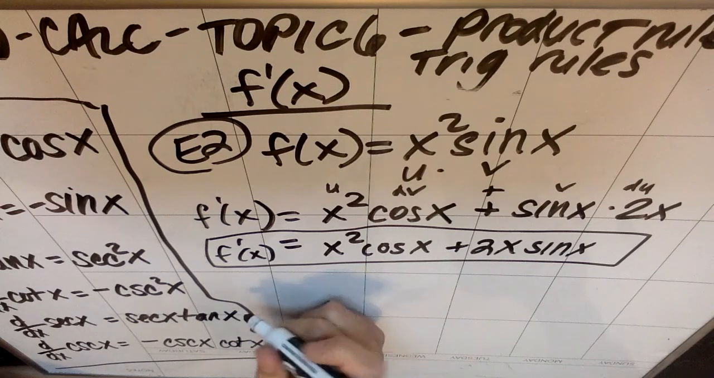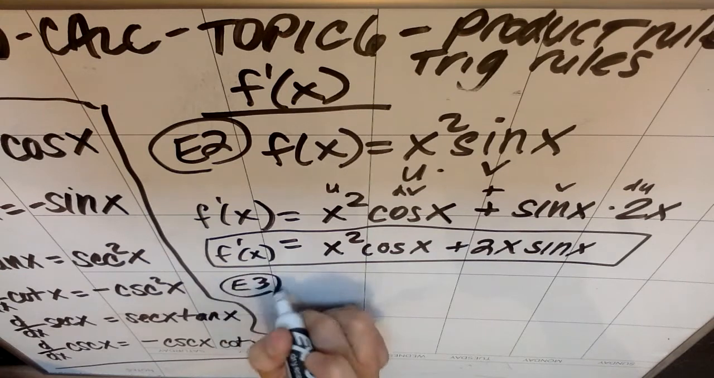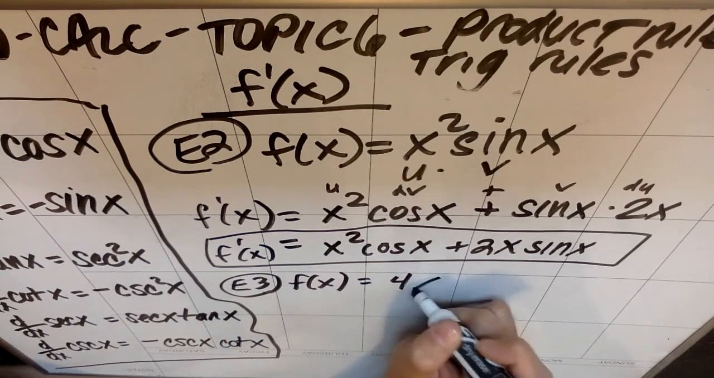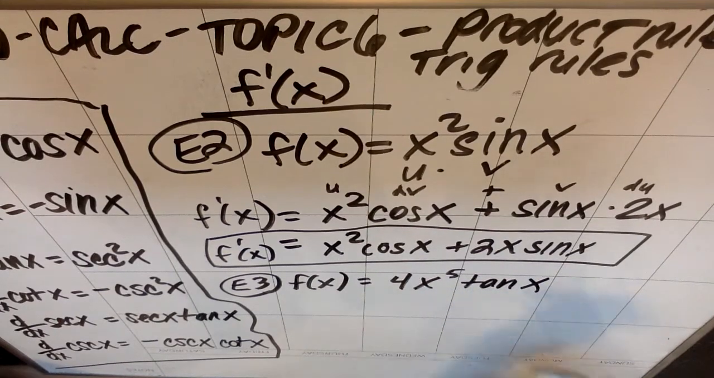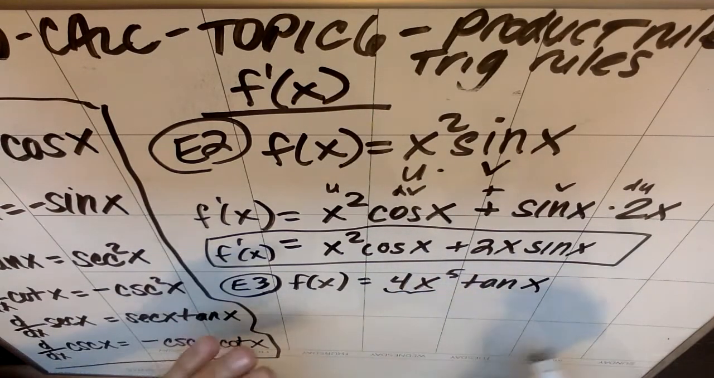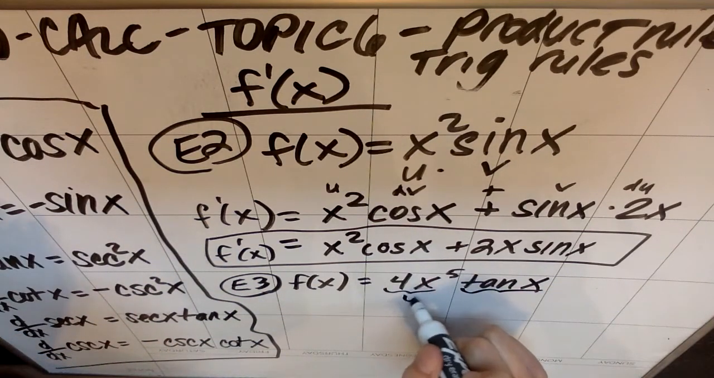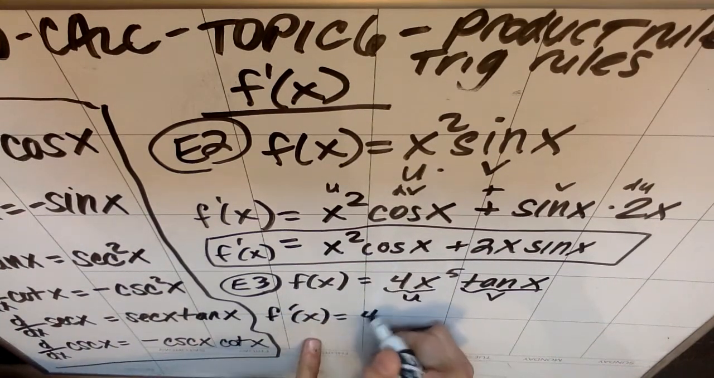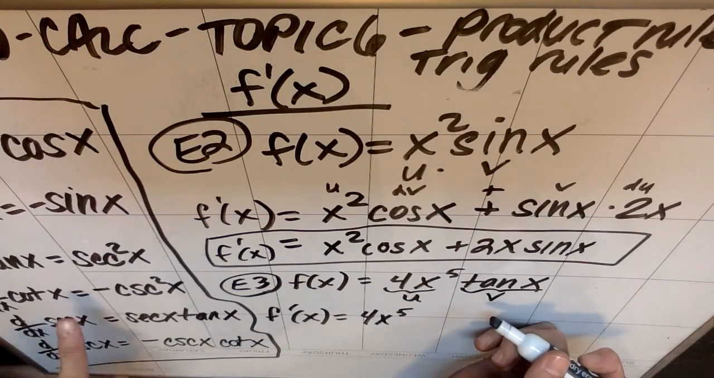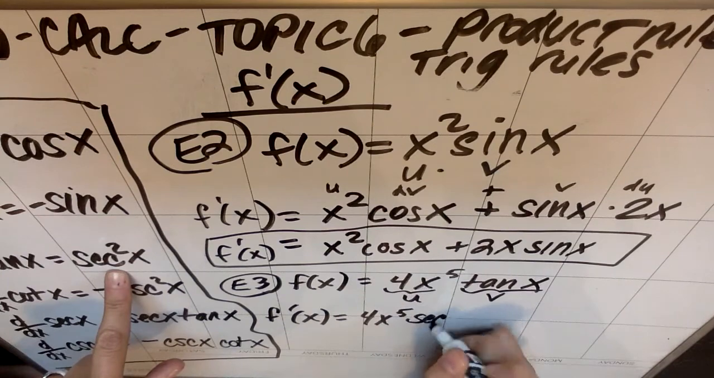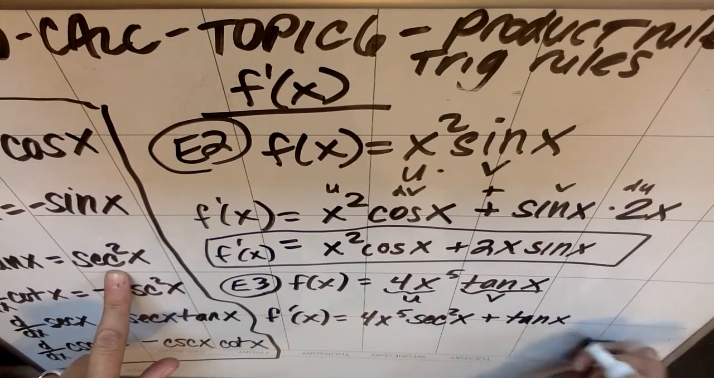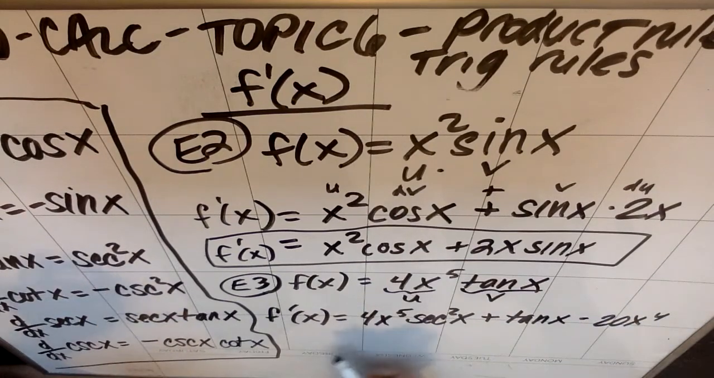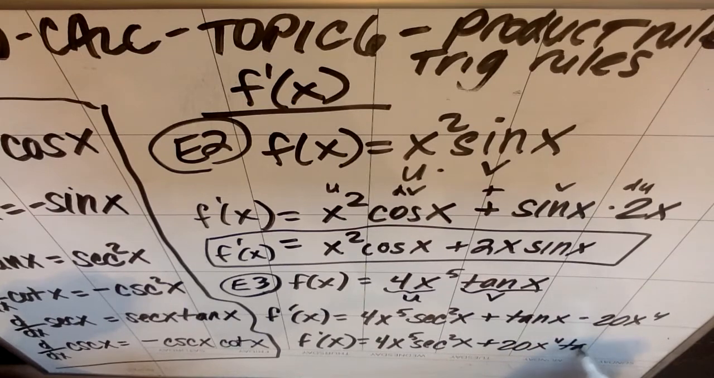All right, so let's do an example 3. F of x is 4x to the 5th times the tangent of x. So yet again, I have 2 functions that are both in terms of x but can't be combined. You could put the 4 with either of them. I would suggest that you just leave the 4 with the x to the 5th. It's much easier. So then my f prime of x is going to be u, which is 4x to the 5th, dv. Well, the derivative of tangent is secant squared, right? So u dv, so secant squared, plus v, which is tangent x, du is going to be a 20x to the 4th. So my answer ends up being that f prime of x is 4x to the 5th secant squared x plus 20x to the 4th tangent x.